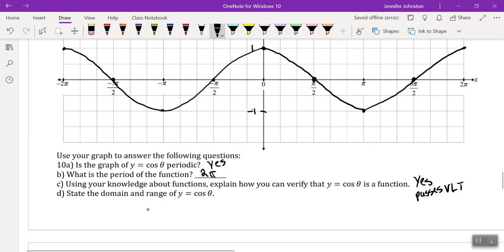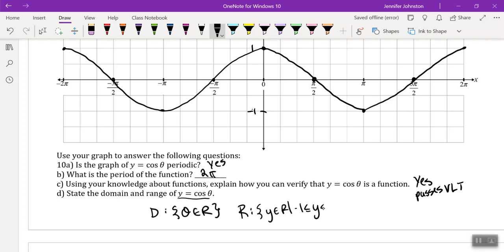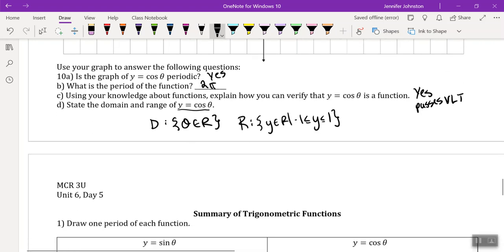And then state the domain and range. Here we go. So this is for any cosine. It doesn't have to be this one. So for any cosine, our domain is theta is an element of the reals. It keeps on going on and on, while the range is only between -1 and 1. That is saying y is less than or equal to 1 and y is greater than or equal to -1.